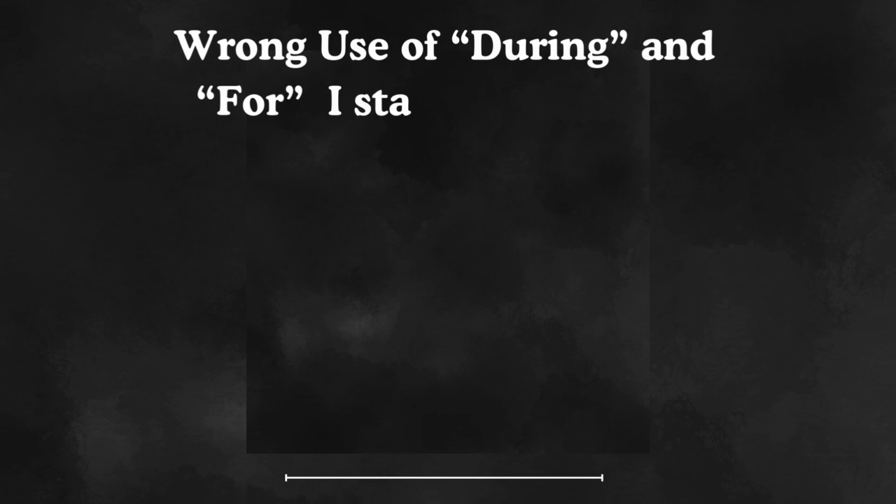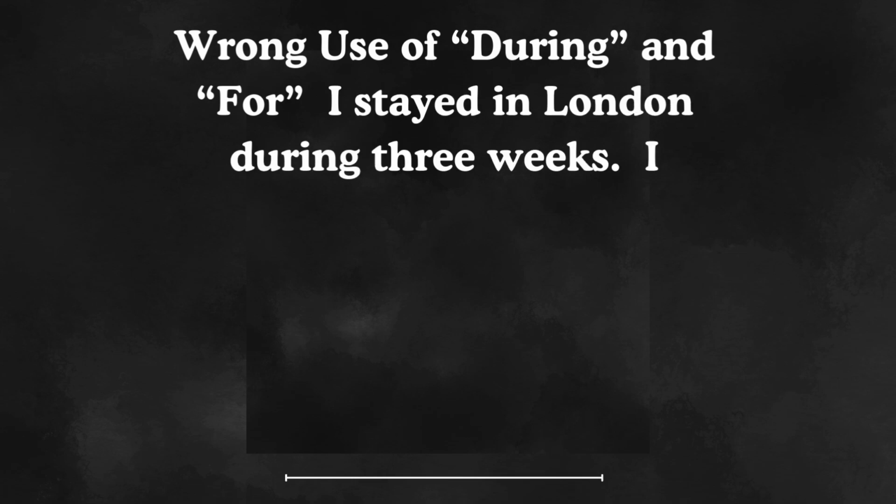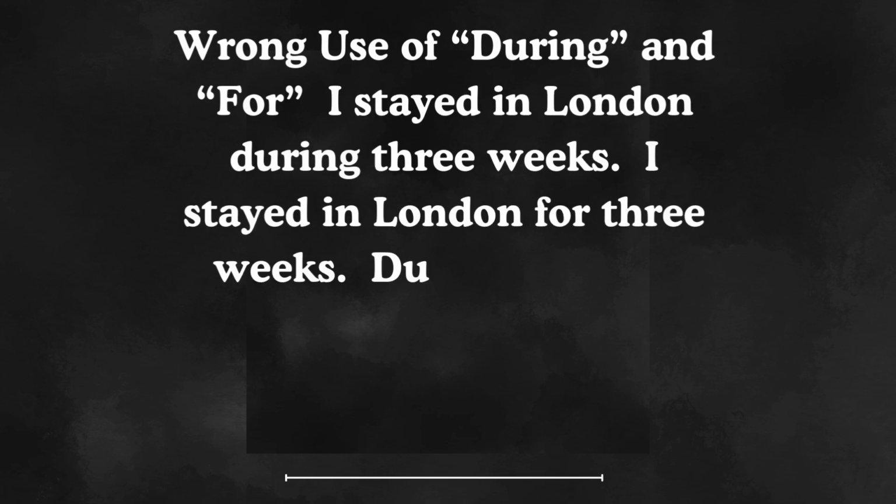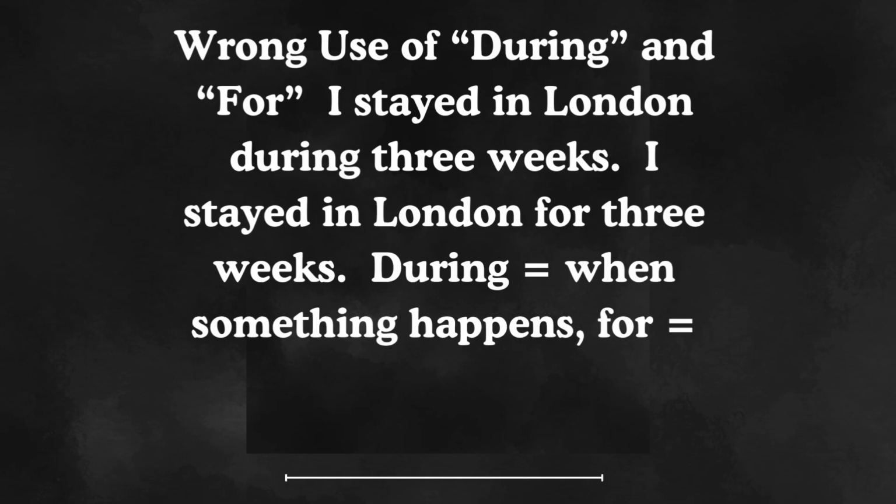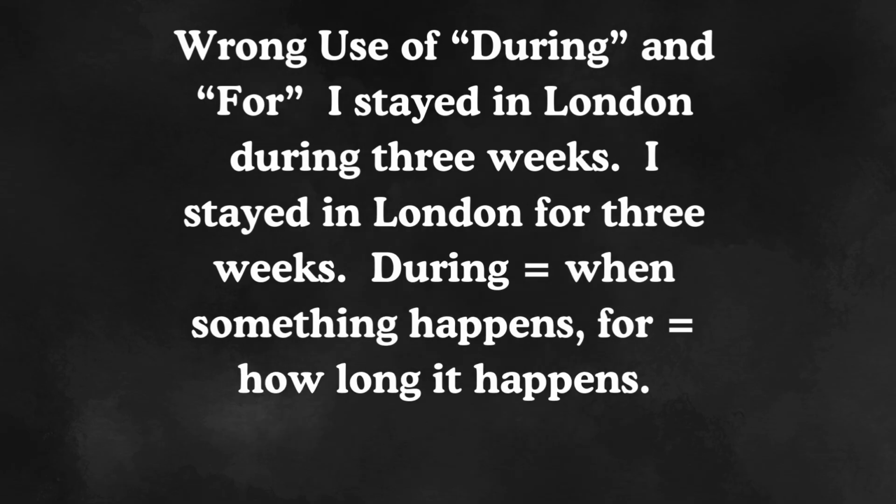Wrong use of during and for. "I stayed in London during 3 weeks." Correct: "I stayed in London for 3 weeks." During equals when something happens; for equals how long it happens.